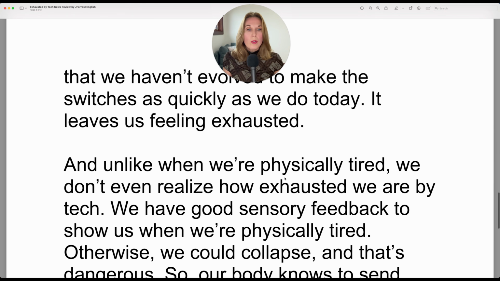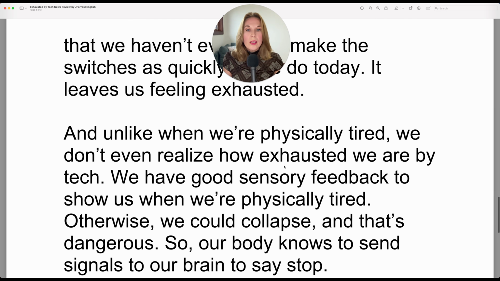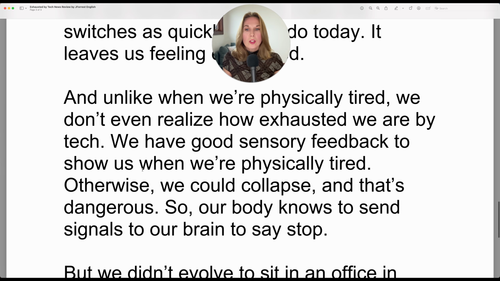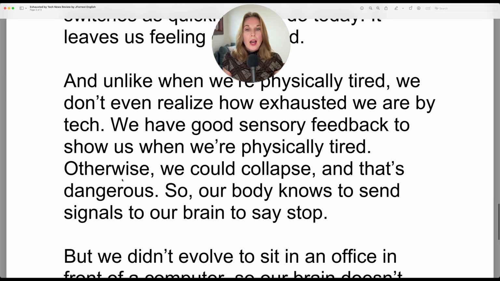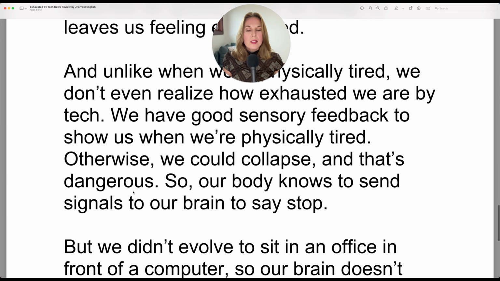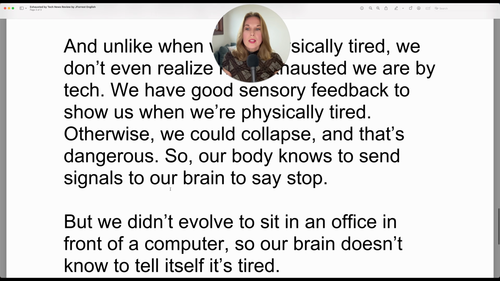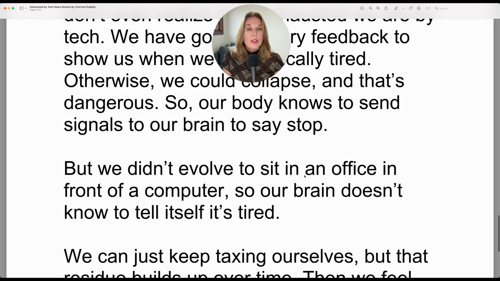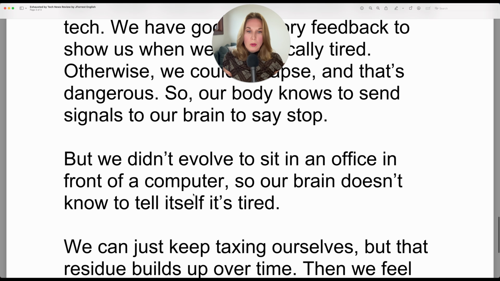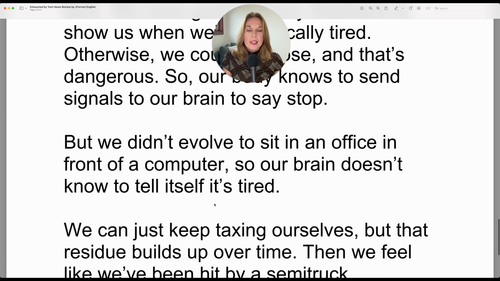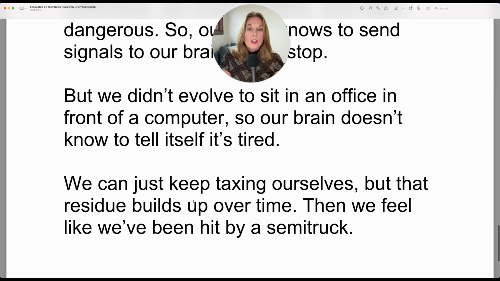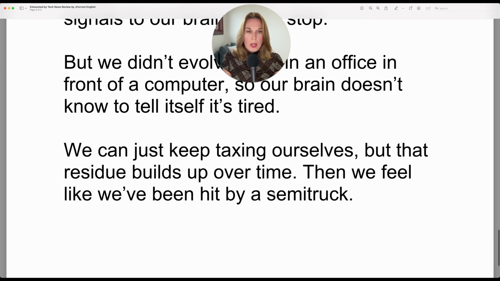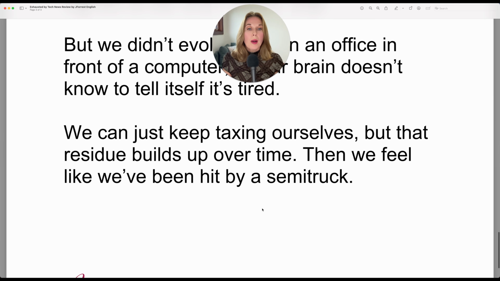And unlike when we're physically tired, we don't even realize how exhausted we are by tech. We have good sensory feedback to show us when we're physically tired. Otherwise, we could collapse, and that's dangerous. So our body knows to send signals to our brain to say, stop. But we didn't evolve to sit in an office in front of a computer, so our brain doesn't know to tell itself it's tired. We can just keep taxing ourselves, but that residue builds up over time. Then we feel like we've been hit by a semi-truck.